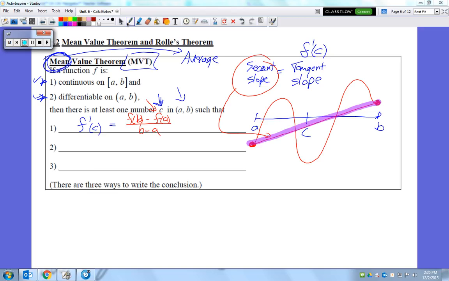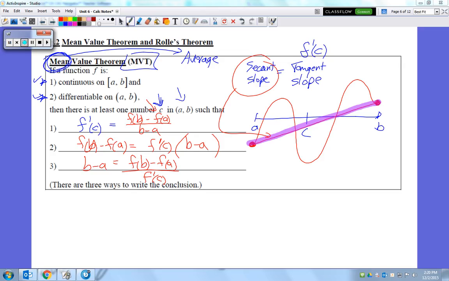Another way that I could see this possibly on a question is f of b minus f of a is equal to f prime of c times the quantity b minus a. What did I do to get that? Just multiplied by b minus a. Got rid of the denominator. The last one is b minus a is equal to f of b minus f of a over f prime of c. Three different ways to deal with the same idea of the mean value theorem.